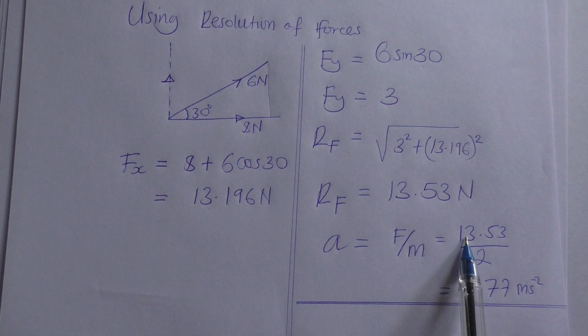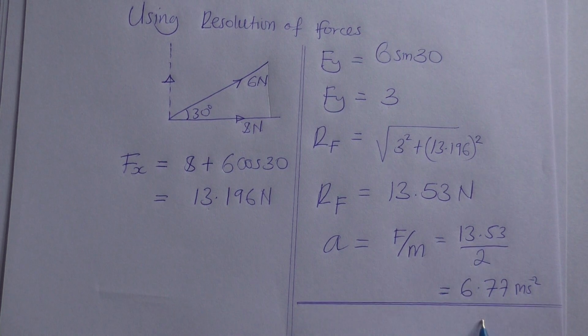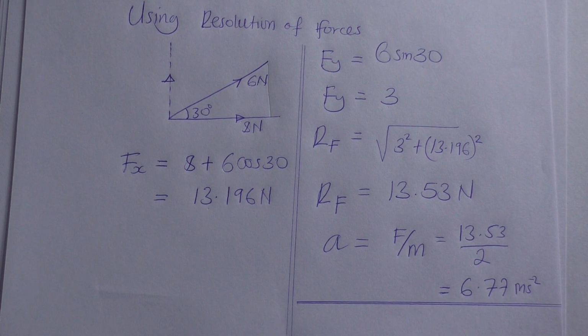And from that, we can now get the required acceleration of the body, which is the force over mass. Having got the force, we were given the mass in the question. So that gives us an acceleration of 6.77 meters per square second. That is how we deal with the resultant forces.